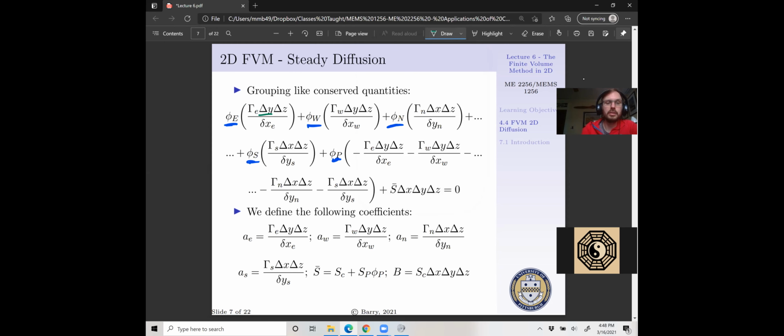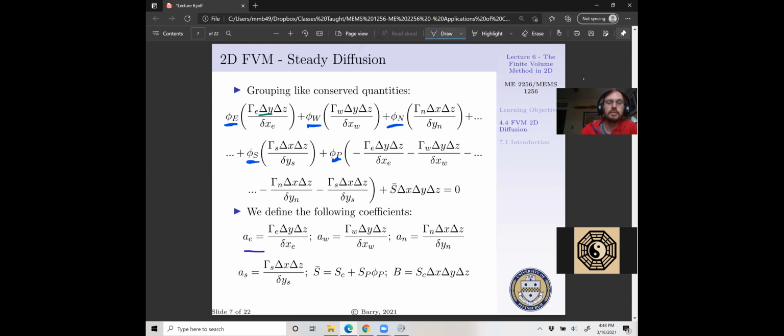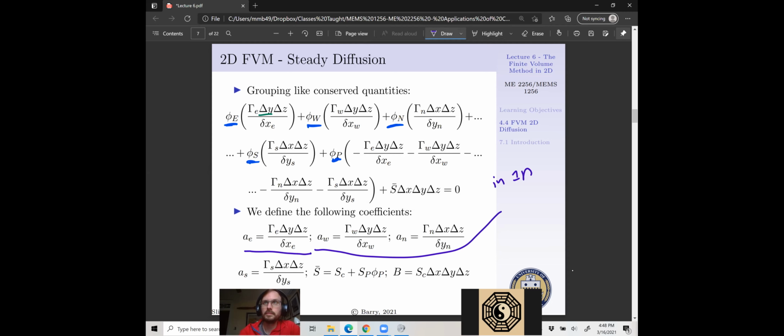So what we have is if we define A east as a diffusivity of our interface between our P and E cells per delta x east, times delta y times delta z, this will be A east. And for us to draw a parallel, in 1D, we had A east defined as the area of our eastern face times our diffusivity per delta x east.